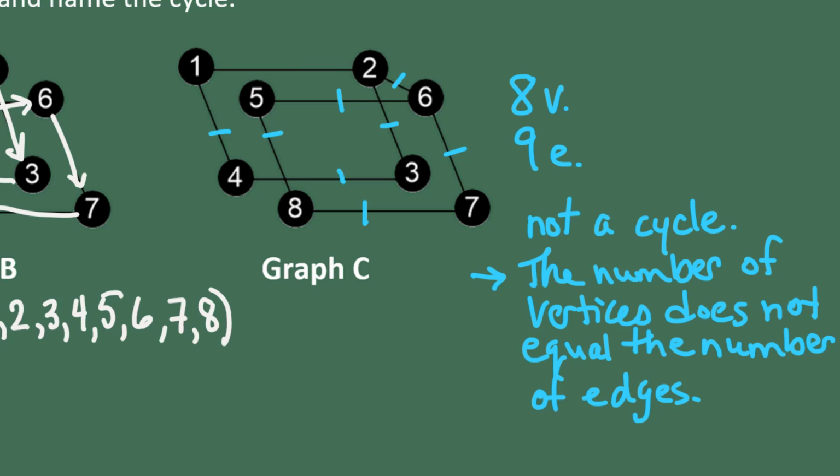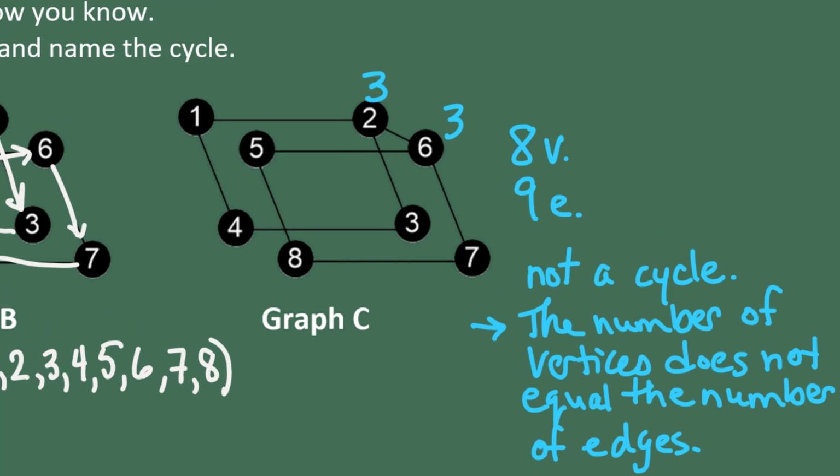But that's just one option. We could have also checked the degrees of the vertices, and one thing that stands out to me is that vertex 2 has a degree of 3, as does vertex 6. And if you have even one vertex that's not degree 2, then you know that you don't have a cycle.